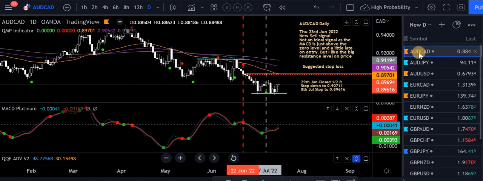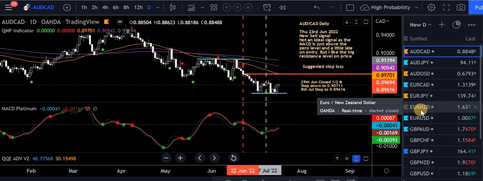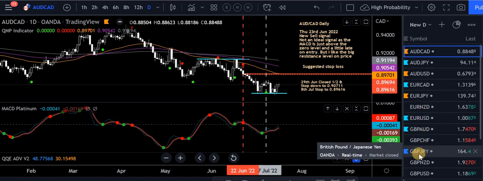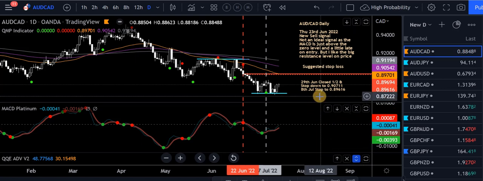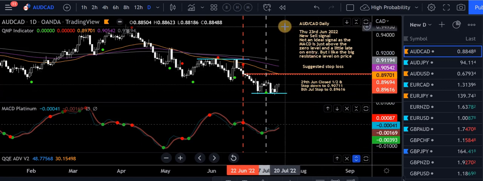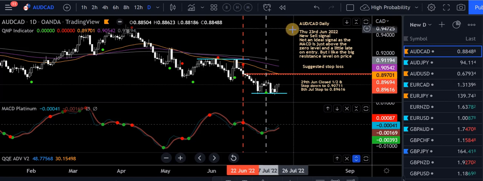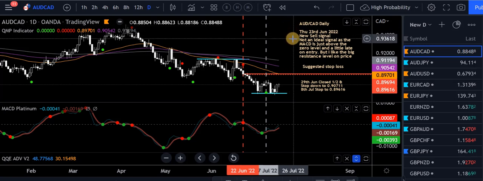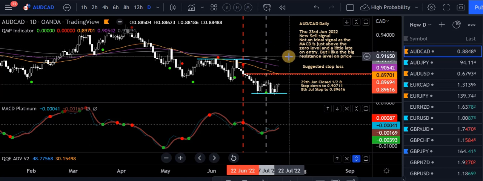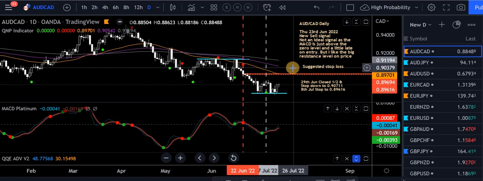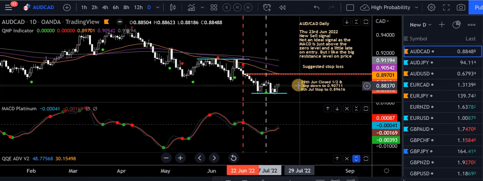Now, generally, if it's highlighted in orange, it means I'm going to talk about it in the video. If it's highlighted in light blue, it means there's been a trade on and I've taken some action. No highlight means there's no trade on. Dark blue means a trade on, no action's been taken as yet. So normally the information is on the chart itself. I've got the pair, the date, what the signal was, and my thoughts on the trade, etc. Then any trade management.